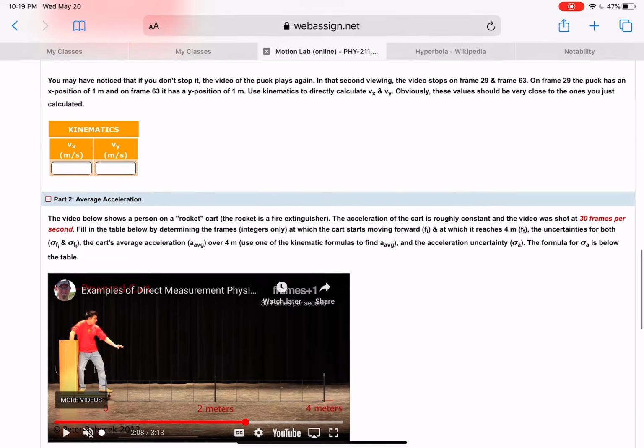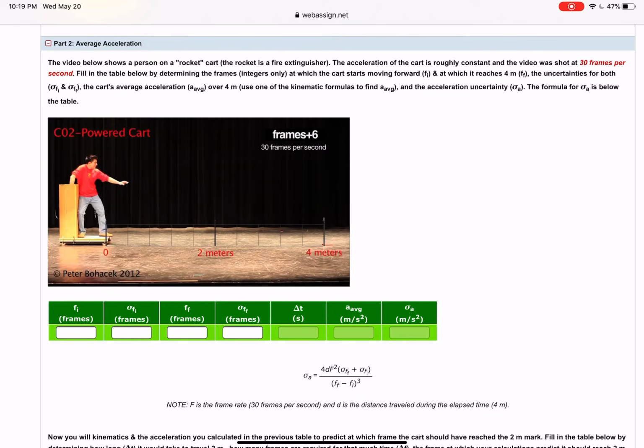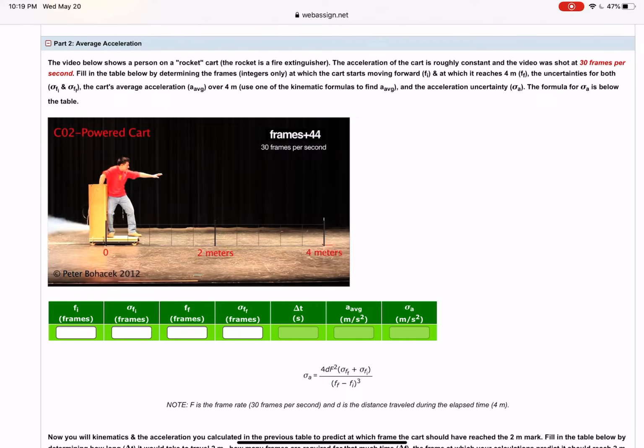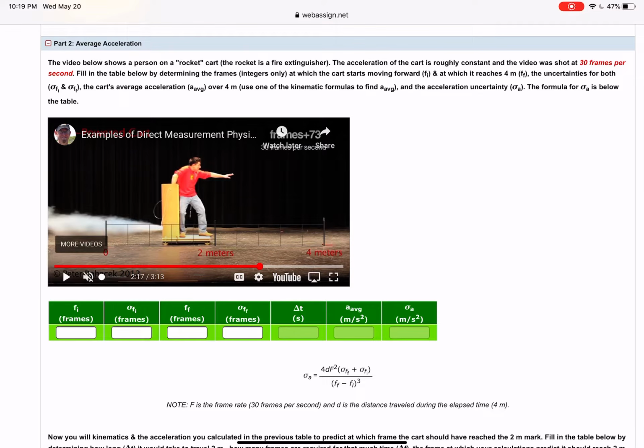Then come down here for part 2, the average acceleration. You've got this video of this guy on the cart. You'll notice in the video that if I hit play here, he's not moving at the beginning, and then he turns on the fire extinguisher and he starts moving across the floor. And so what you have to do, in the green table here, is identify the frame at which he starts moving, the uncertainty of that frame, the frame at which he hits 4 meters, the uncertainty of that frame, you can get the elapsed time, and use kinematics to figure out the average acceleration.